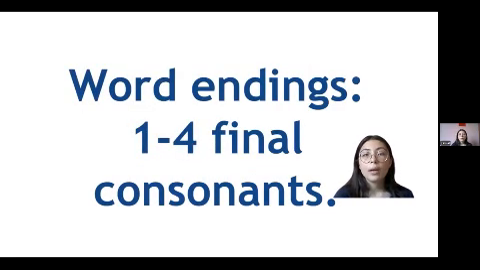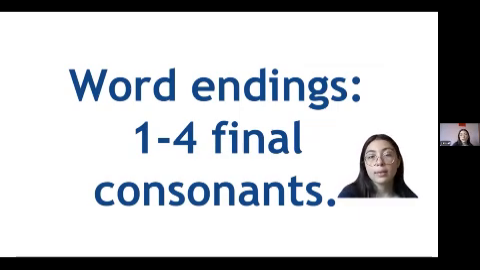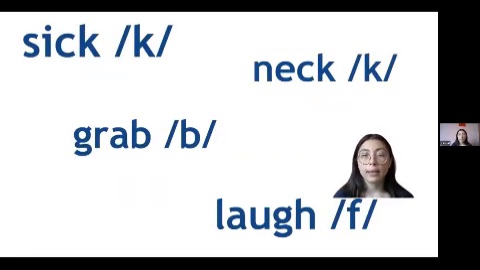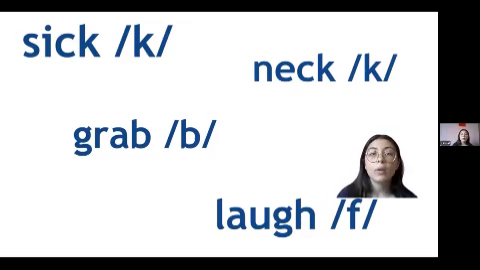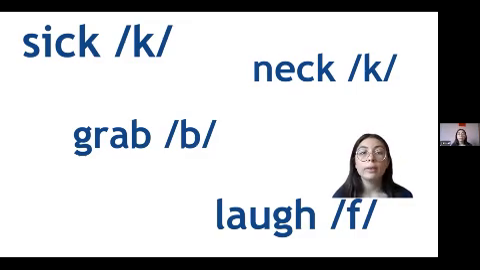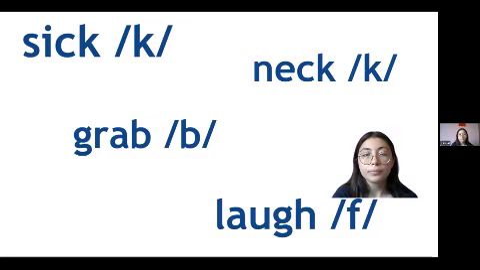And now we're going to look at word endings, one to four final consonants. Let's look at the one consonants. For example, sick. When we say sick, we're only pronouncing the k sound, and neck only k sound, and grab only B sound, and laugh only F sound.